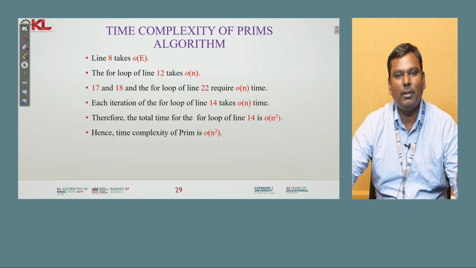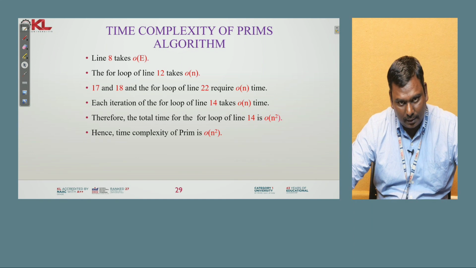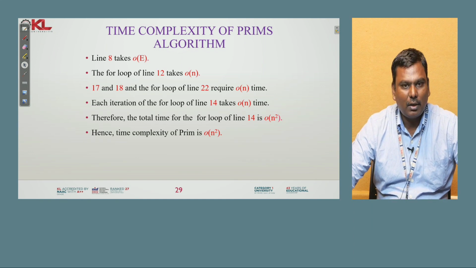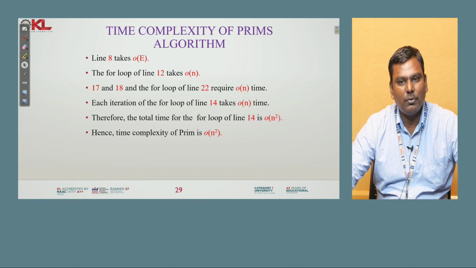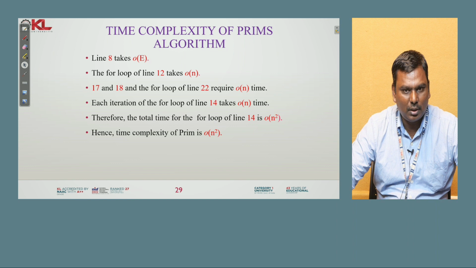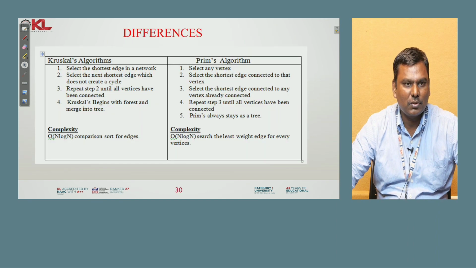So here the loop is order of n times. It requires a loop of order 1 times, based upon order of n times and order of n times; they both give order of n square times. In total, the time complexity of Prim's algorithm is order of n square times.